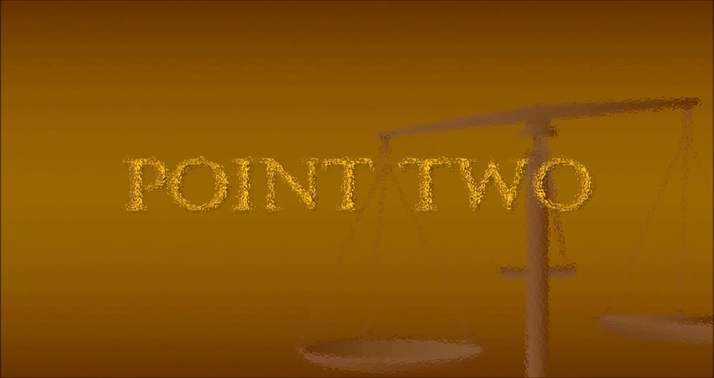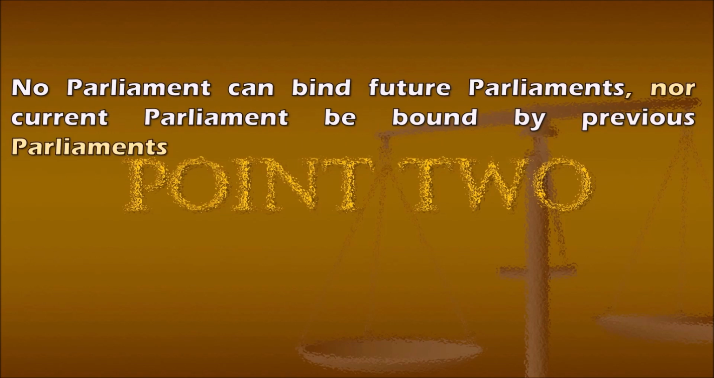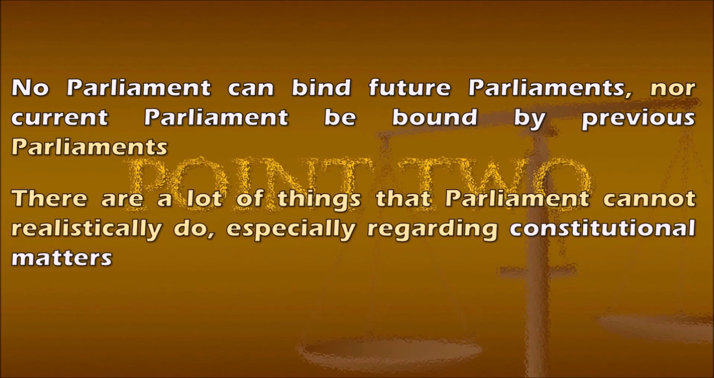A peculiar nature of Parliament that should be highlighted is the fact that no Parliament can bind future Parliaments, nor current parliaments be bound by previous parliaments. However, as much as Parliament is sovereign or supreme over all under its rule, there are a lot of things that Parliament cannot realistically do, especially regarding constitutional matters.